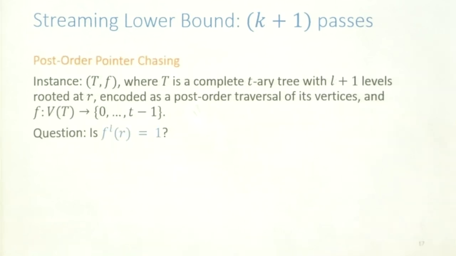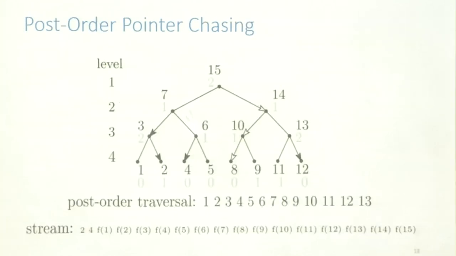So an instance of this problem is a tree and a function defined on the tree. The tree is a complete tree which has three children per node, and it has L plus 1 levels, and you want to determine the value of some function at the nodes. This function comes along with your tree, and you want to determine its value. The way it is defined, this expression will mean: is its value at some leaf node equal to 1. So this is an instance of the problem.